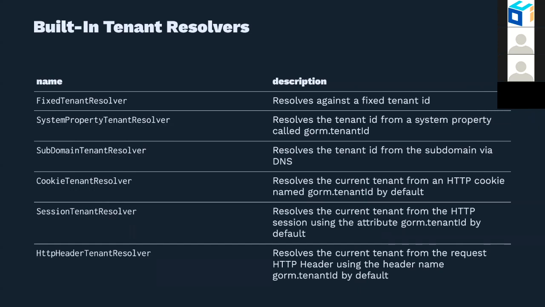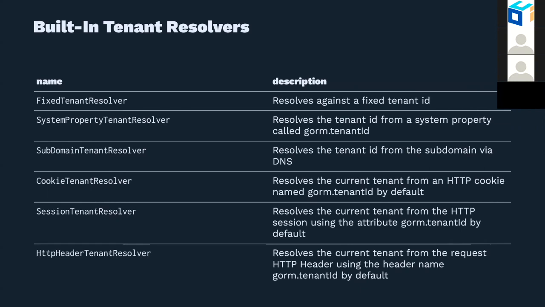implementation there. The cookie and the session tenant resolvers: the first one saves the tenant in a cookie and resolves it from the gorm.tenantId cookie name, and the session one does the same, but in the HTTP session. And then the HTTP header one, which is the one I like most for APIs. It enables you to pass in an HTTP header. By default, the HTTP header name used by GORM will be gorm.tenantId, and then the value will be the tenant ID that you need to resolve.